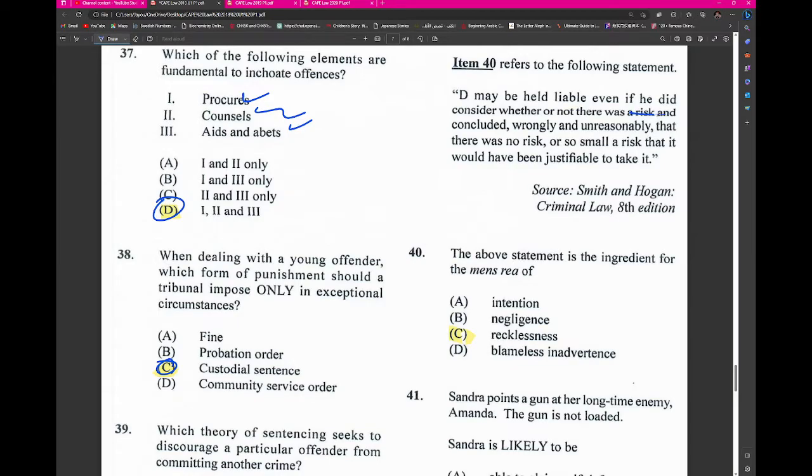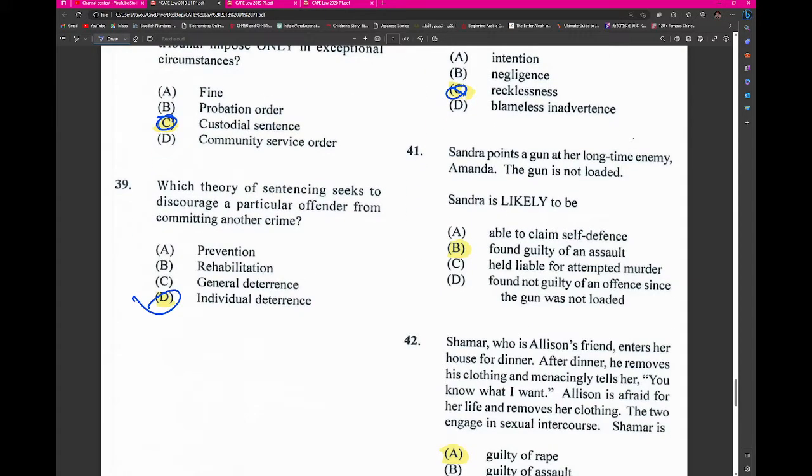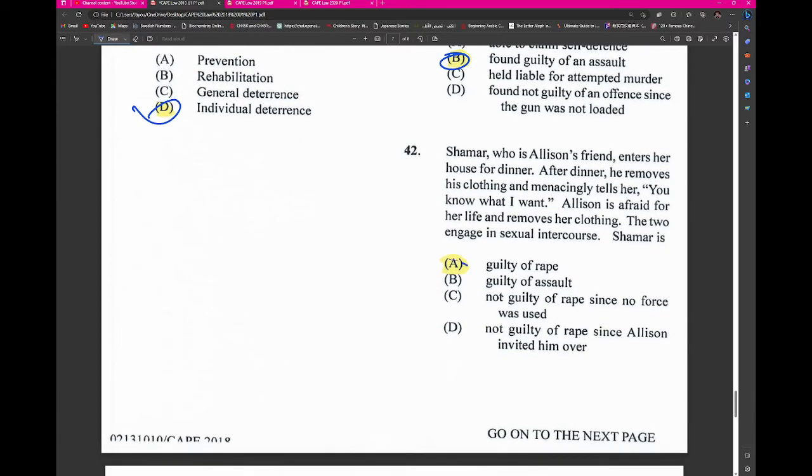We're thinking about risk. Wrongly, unreasonably concluding that there was no risk. This is recklessness. Sandra was found guilty of assault because the gun was not loaded and she did not pull the trigger, so we didn't see any intent to kill. Shamar guilty of rape because he causes fear. Remember the 3 F's: force, fear, fraud.